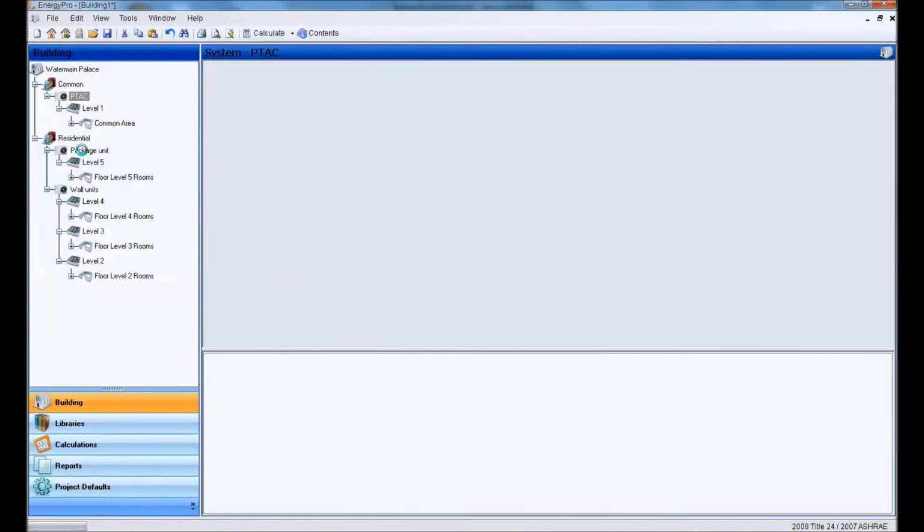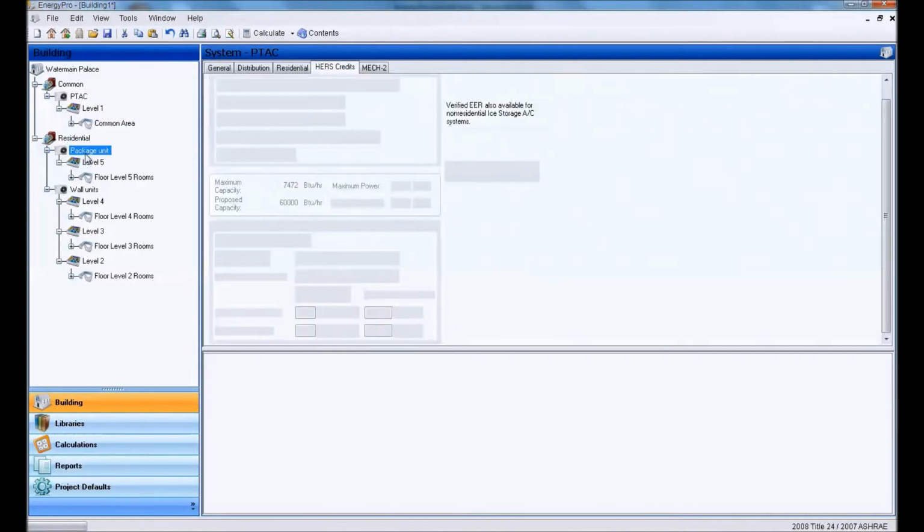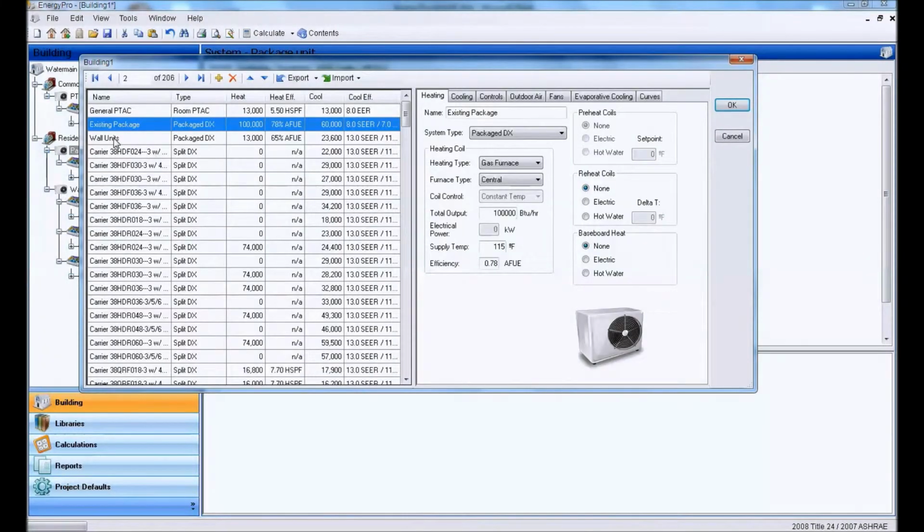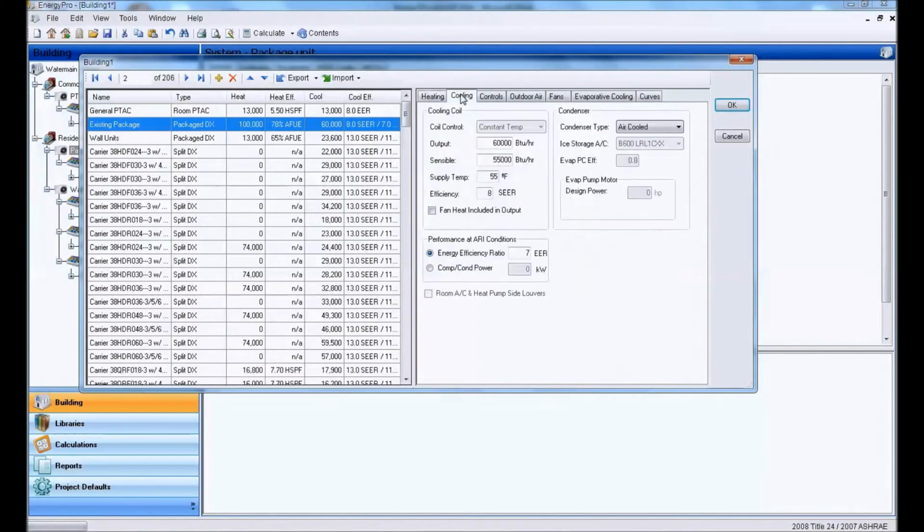So moving on to our package unit that's supplying our top level. Again, we're going to need to go to the general icon, change the name accordingly, set the system type as existing, and go into our existing system and build out our system based on the heating components. As you can see, I have a package unit, gas furnace, it's central, 100,000 BTU, and it's a 78% efficient system.